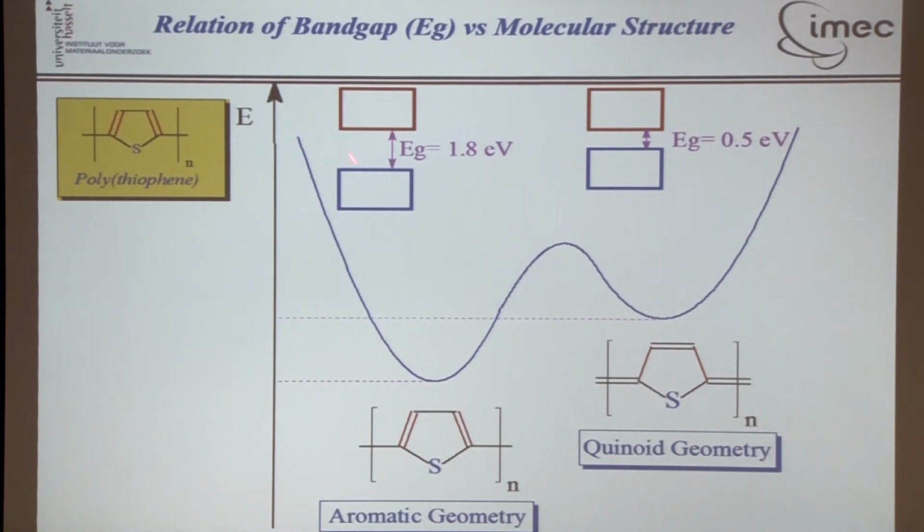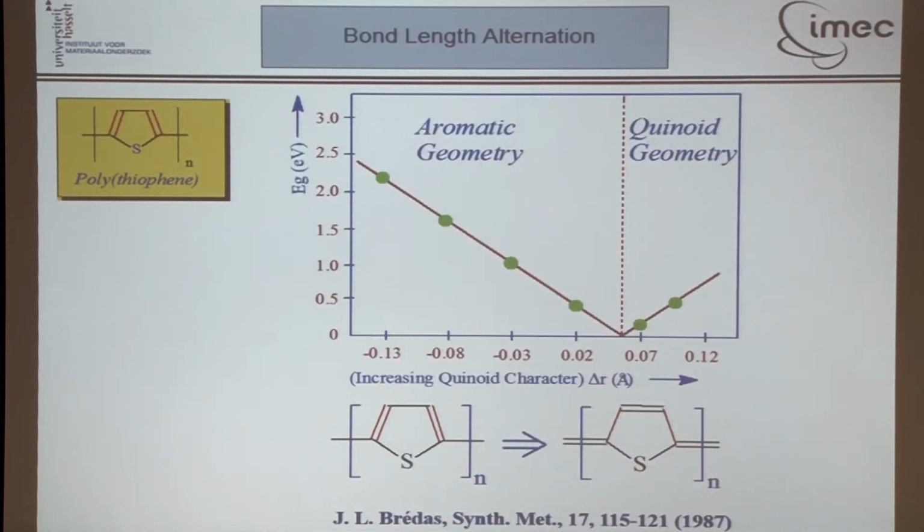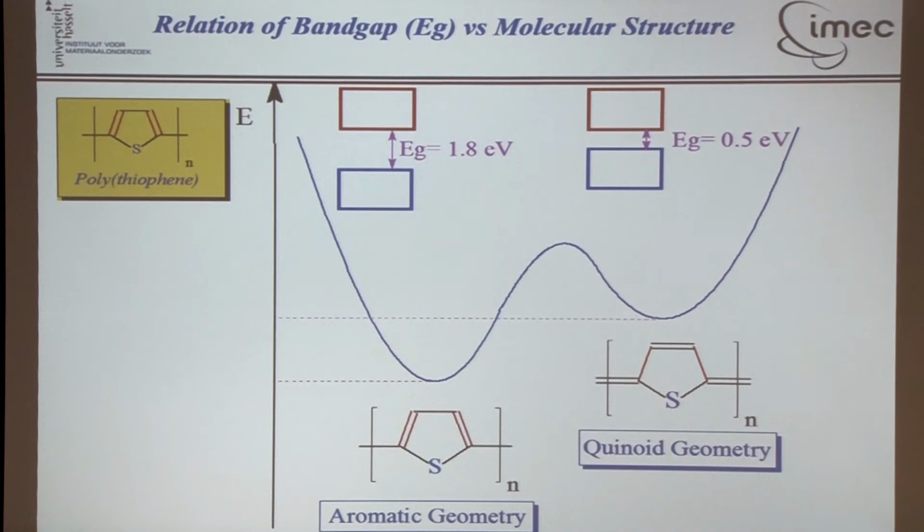But if you look then at the band gap, also there you see a substantial difference. Here for polythiophene you have an estimated band gap of 1.8. For the quinoid geometry it's much smaller, only 0.5. Let's say this was modeled. So here you see a clear relationship between structure and band gap.